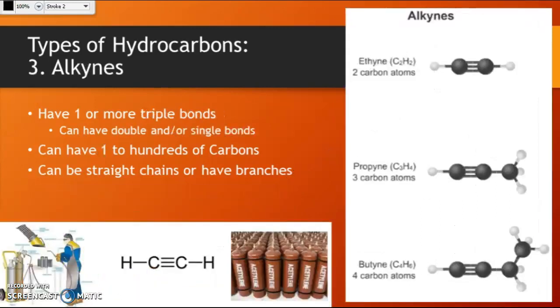All right. The next type of hydrocarbons, so far we had alkane with single bonds, alkene with double bonds, and now alkynes with triple bonds. And they can also have double or single bonds, but if you have a triple bond, that outranks the other ones, and therefore it would be an alkyne. So again, you can have just from a couple of carbons all the way up to hundreds, and again, you can have straight chains or branches.